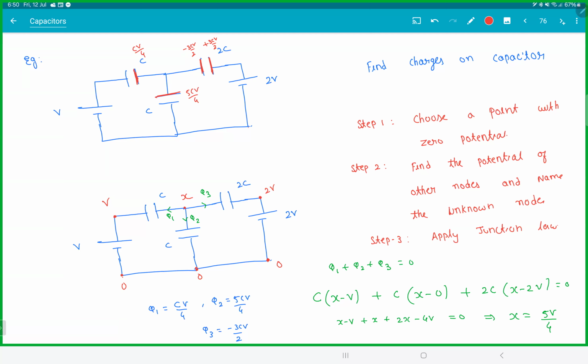This is the junction law. This is how we use this. So step 1, start with a 0. Find the potentials. If you can't find something, make them X, Y, Z, whatever. Step 3, in every node, assume Q1, Q2, Q3, find the charge, net charge is 0 and done. You'll get the values.